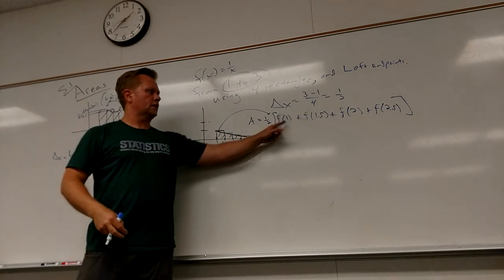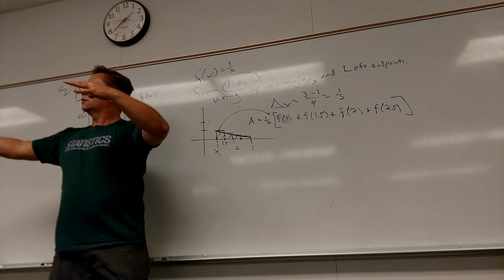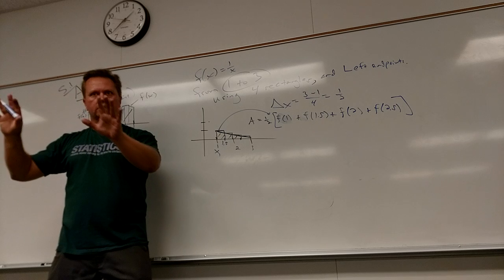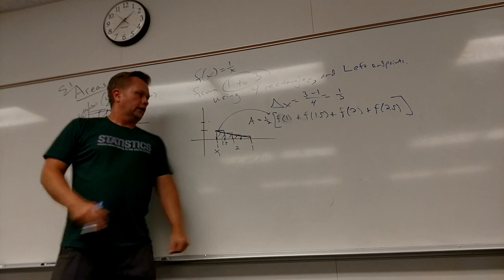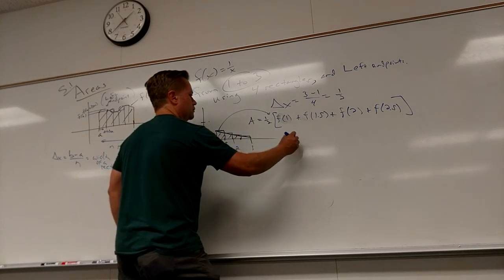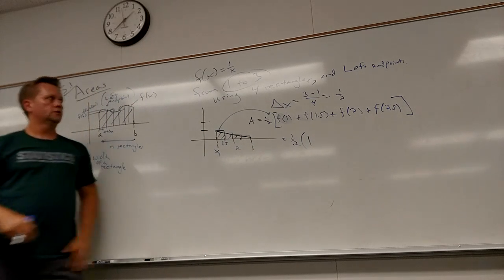So it's the width times the height, the width times the height, the width, but they all have the width in them, so I can just factor that width out. That's one of the first little things you can do to make this quicker. All right, now you can fill in all the function values. So f of 1 is 1. What's f of 1.5?